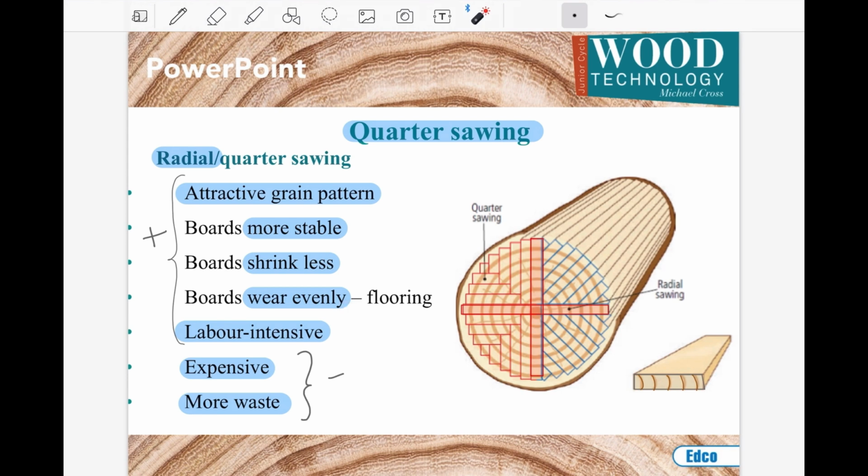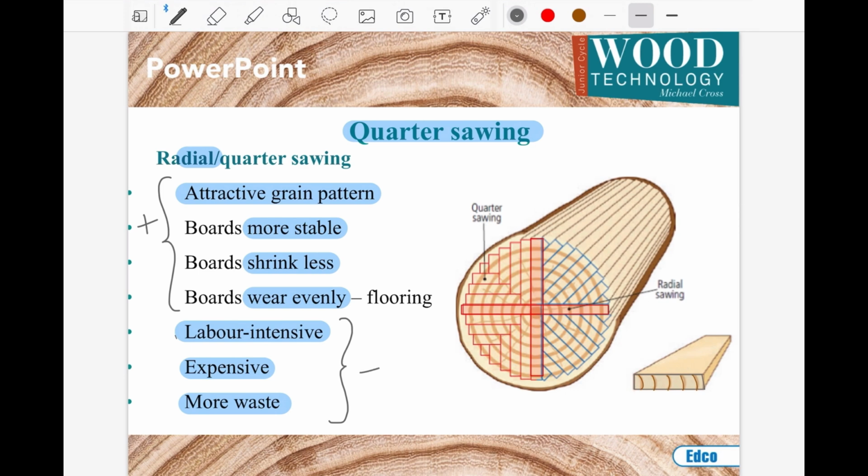However, the fact that it is labor intensive is a negative here, and also the fact that it's expensive is negative as well, and so is the fact that more waste is generated. So that's our positives up there, and that's my negatives.